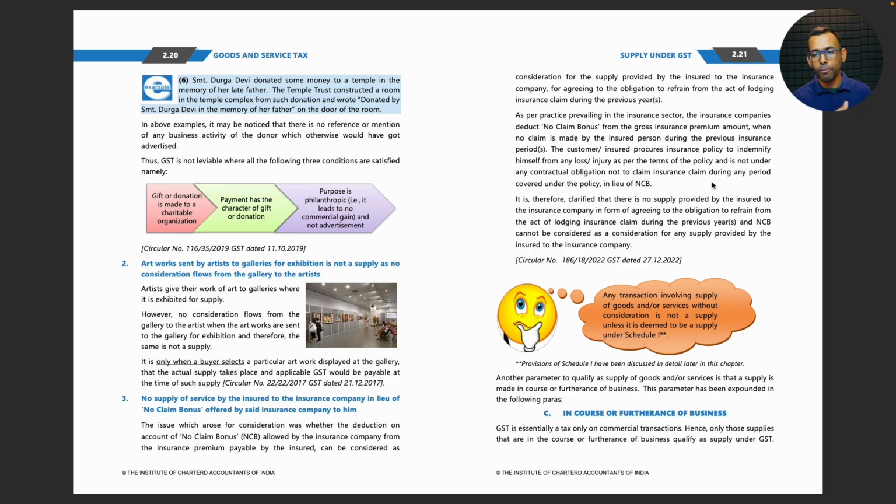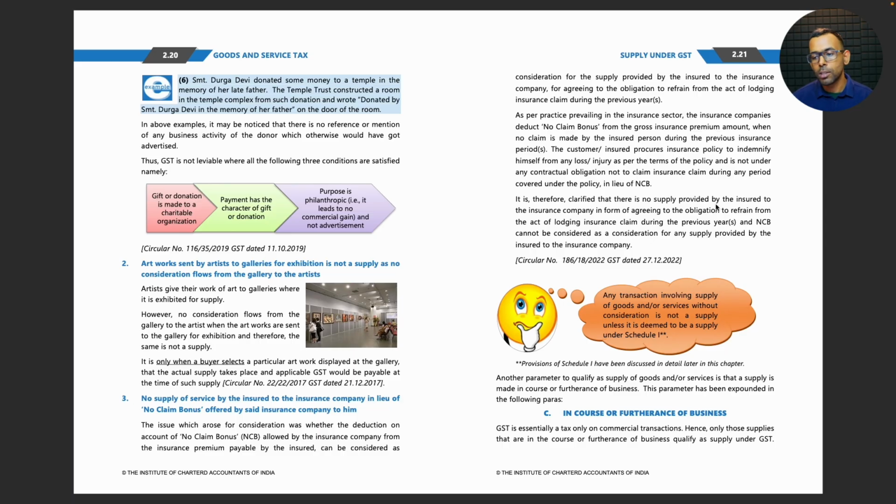The insurance company is not forbidding me from claiming, saying, okay, you should not claim, for that I will give you a bonus. No, it doesn't work like that. It just happened that my life went well. I didn't have any unfortunate circumstances happen, so I don't have to claim anything regarding insurance in the previous year. Because of that, the insurance company is kind of rewarding me in the next year. Therefore, it is clarified that there is no supply provided by the insured. The insurance company is not doing any specific service to me by making me not claim insurance in the previous year.